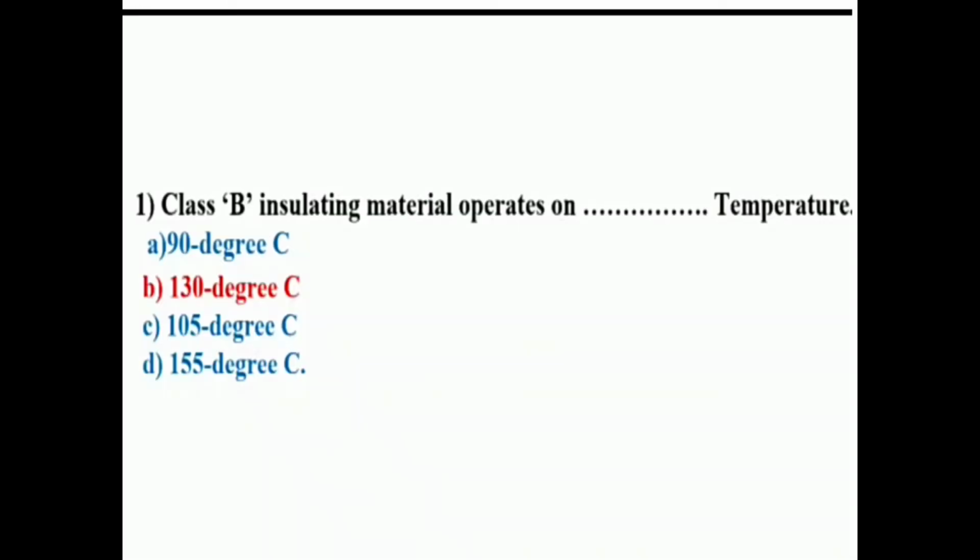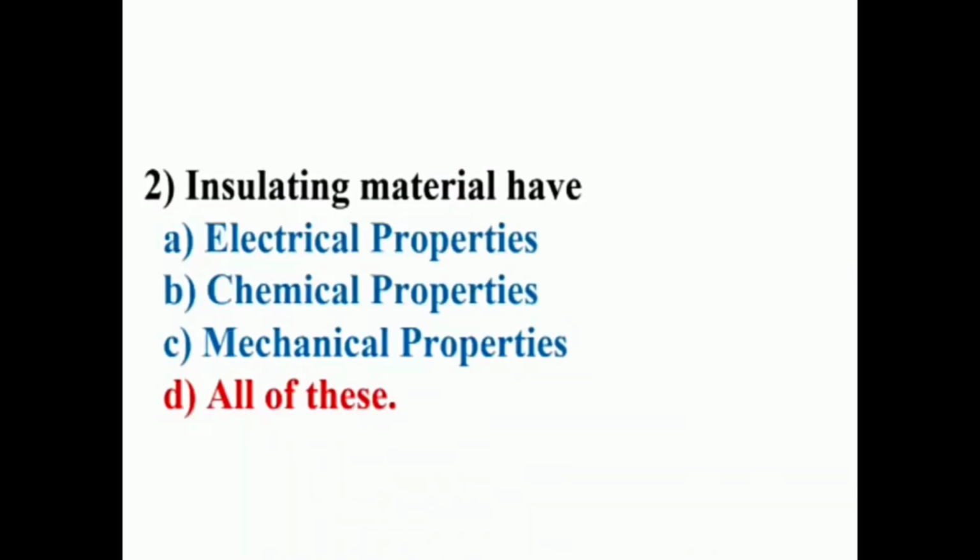Next is class B insulating material operates on 130 degrees Celsius temperature, means class B insulating material operates on 130 degrees Celsius temperature. Next is insulating material have electrical properties, chemical properties, mechanical properties, all of these. So the insulating material has all these properties.